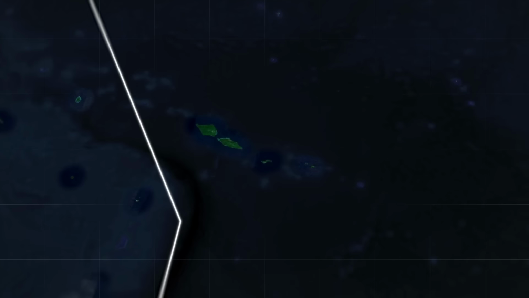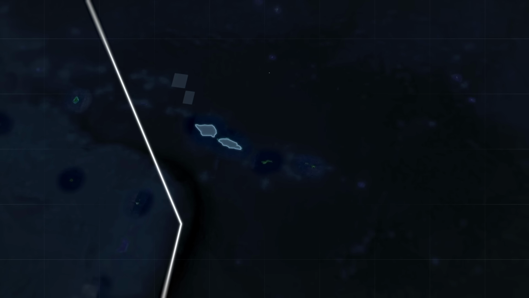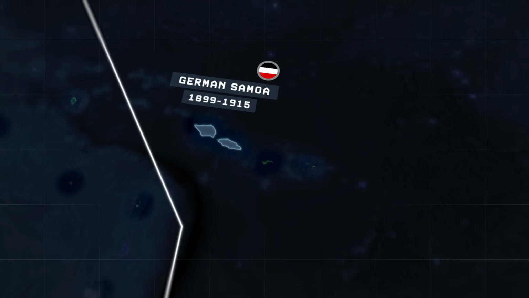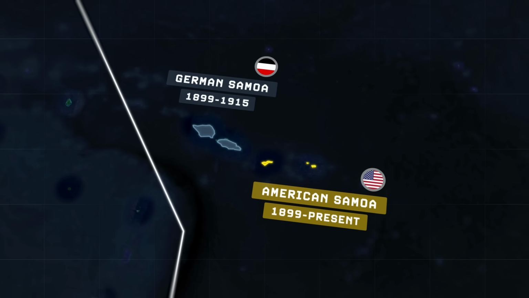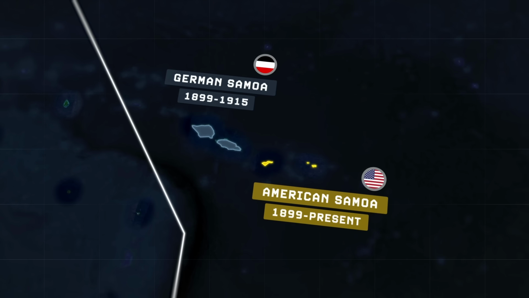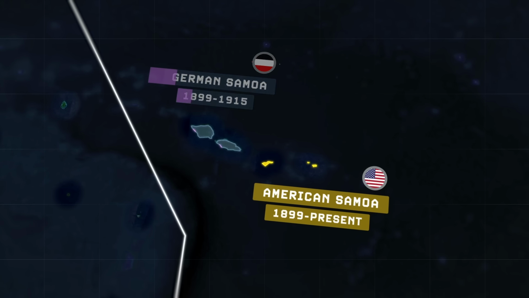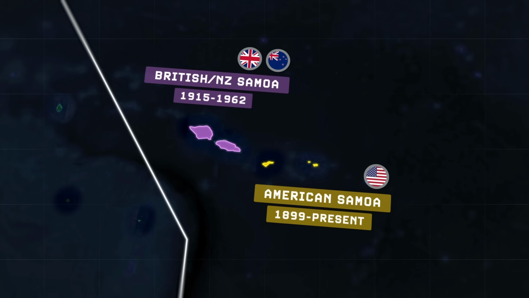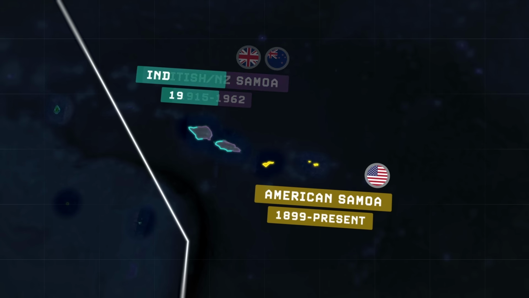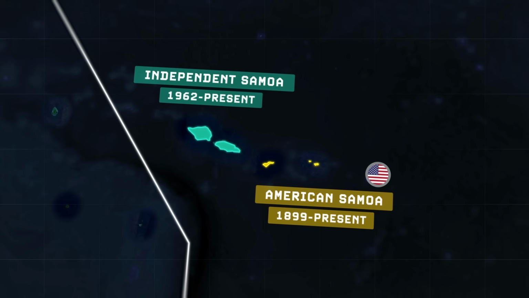Then, a few years later in 1899, the Samoan Islands were politically divided between the German Empire in the west and the United States in the east. But the international dateline still remained to the west of the German-controlled islands. Those German-controlled Samoan islands passed to a joint UK-New Zealand colonial administration in 1915 during the First World War, and then they eventually became the independent country of Samoa later on in 1962.